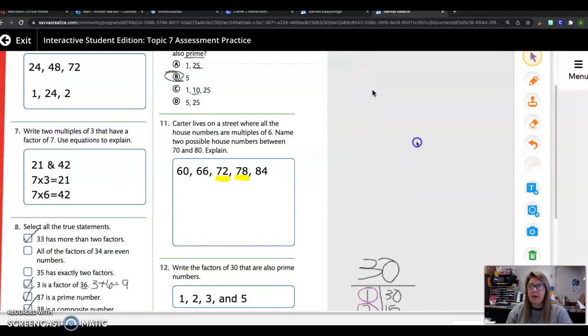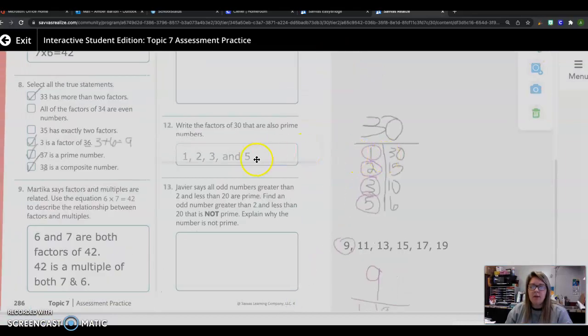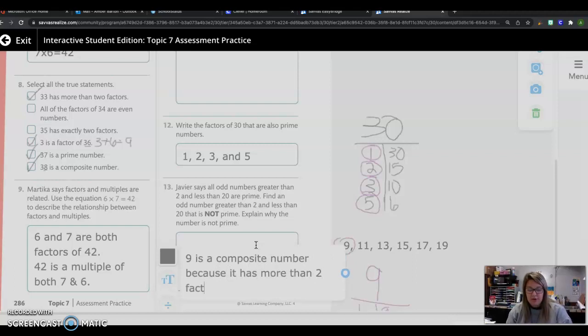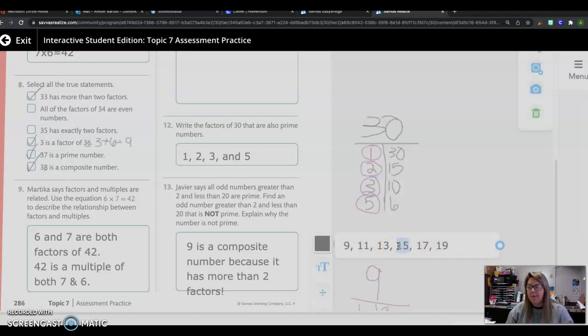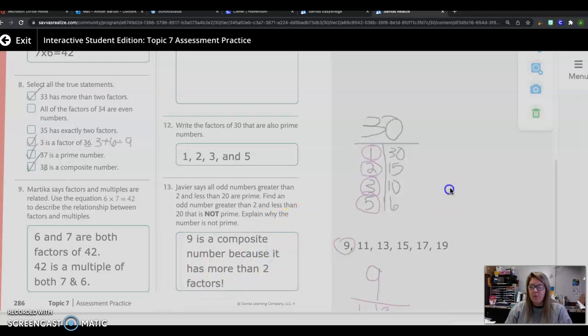So for my explanation, what I'm going to do is drag my thing down here, and we're going to say 9 is a composite number because it has more than 2 factors. Is there another odd number between 2 and 20 that is also a composite number? Yeah, look right here at 15. We know that we can do 3 times 5, and that would make it composite. But it did not ask for us to find all of the numbers. It just asked us for one number that is not prime.